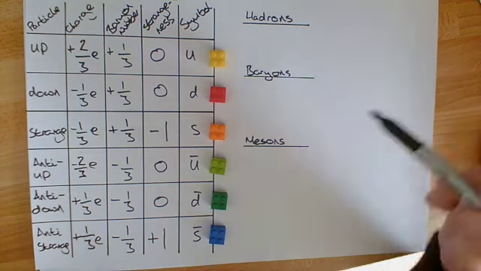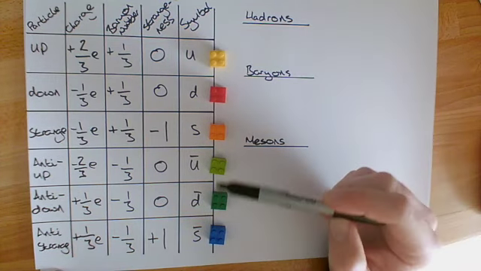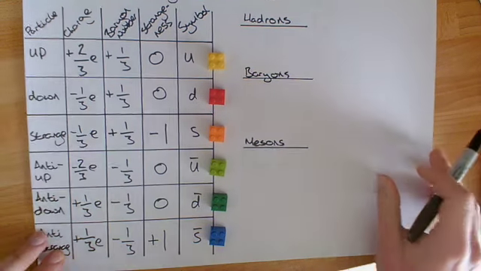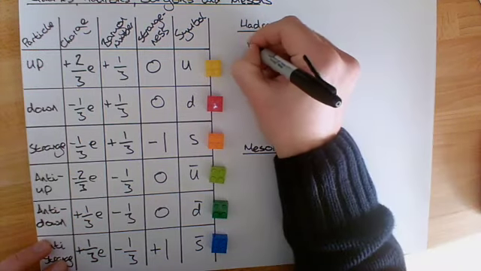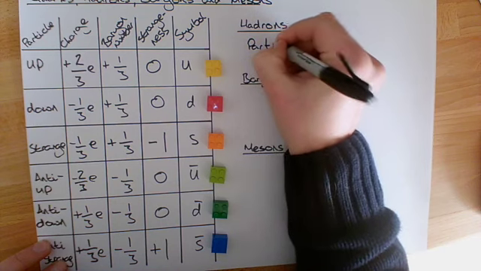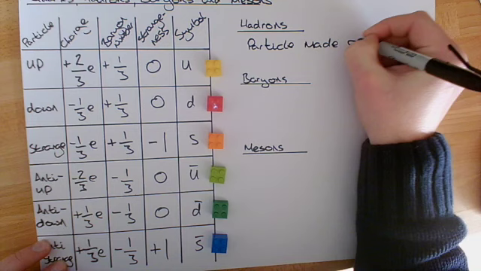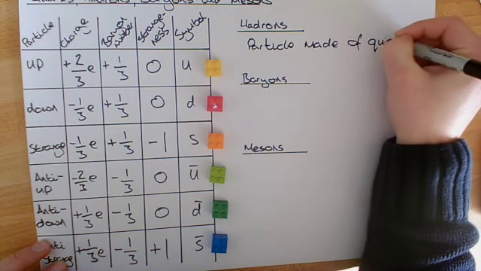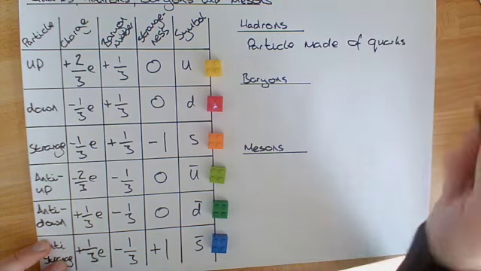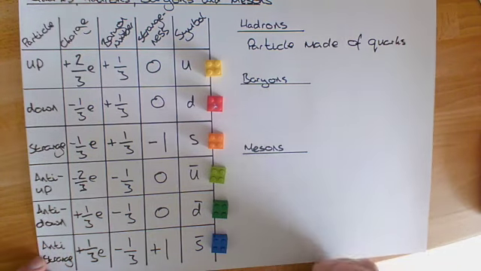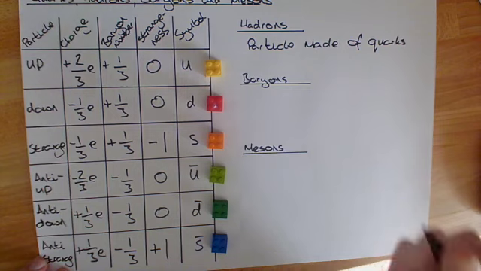Okay, so when these particles interact and form other particles, they always form particles called hadrons. Okay, so a hadron in general is a particle made of quarks. Okay, so any particle which consists of quarks is going to be called a hadron.